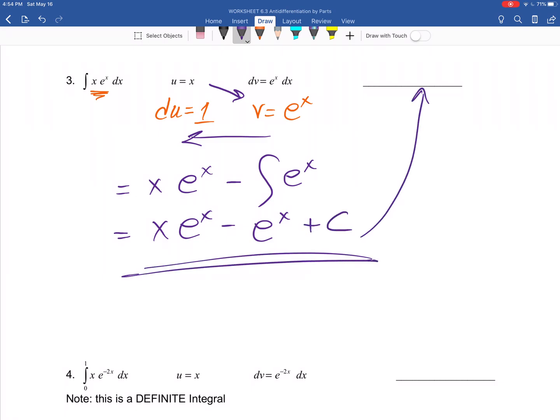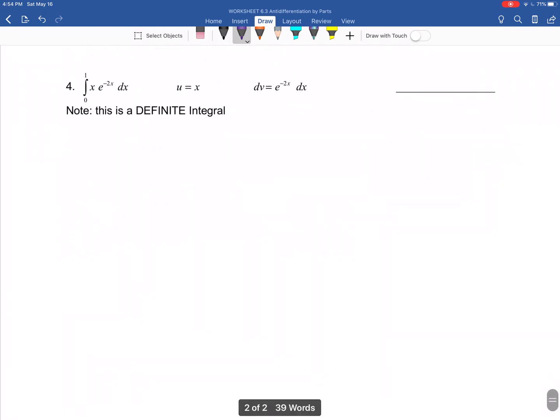Boom, done. Now, the final problem, it's a definite integral. The only problem on this worksheet that we could even check, okay, well, that we could check in our calculator, I should say that.